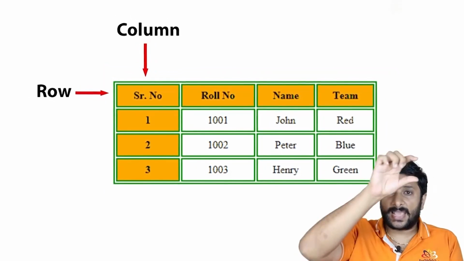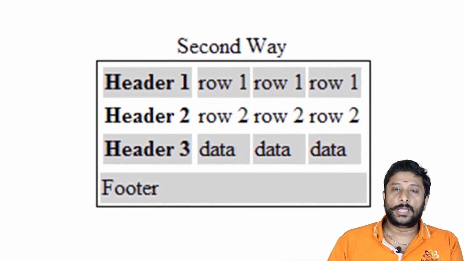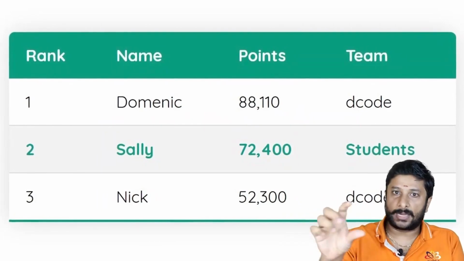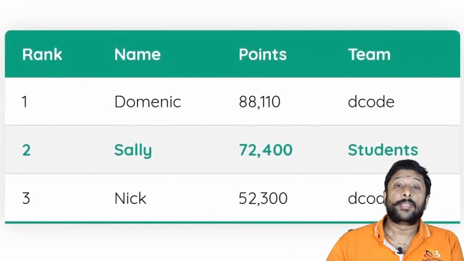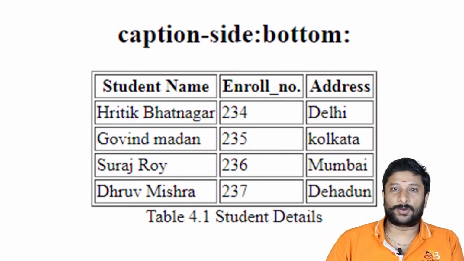So a table can have a table header. That is a separate row. And afterwards every data, table data, in separate rows. That is how your table tag is formed. And a table can have a caption on the top.